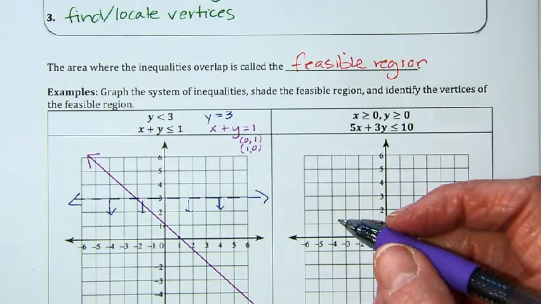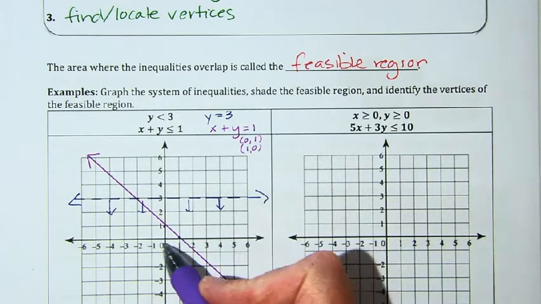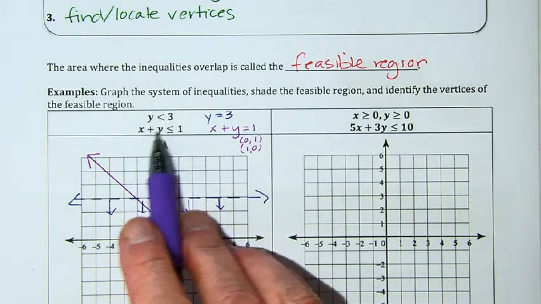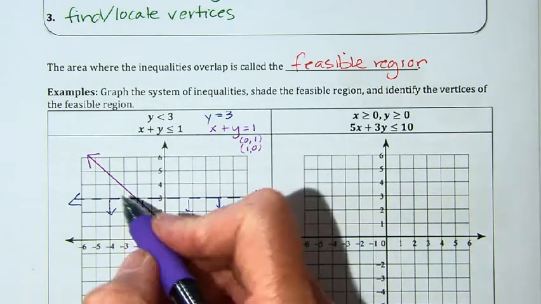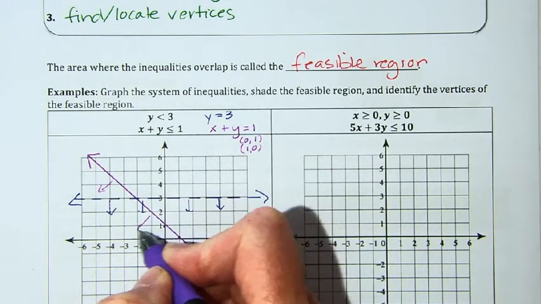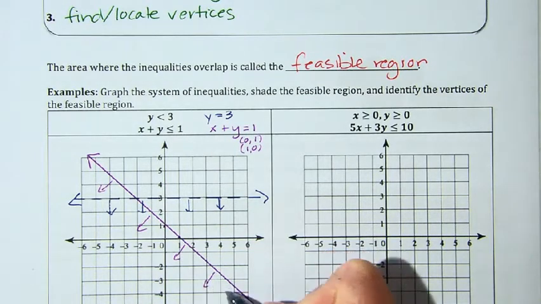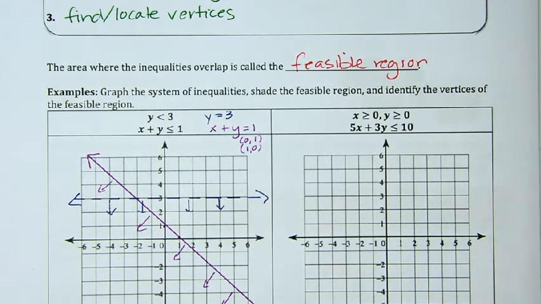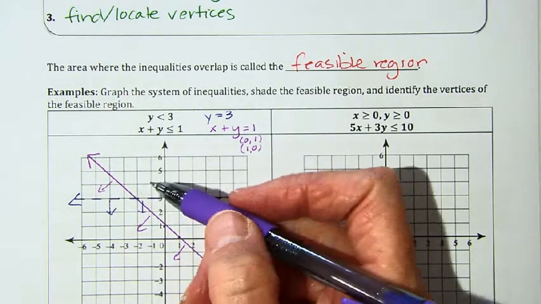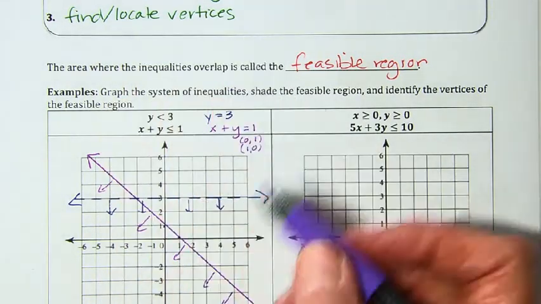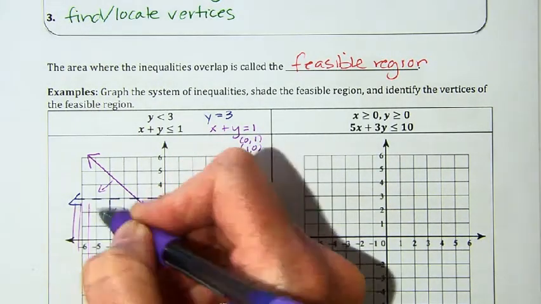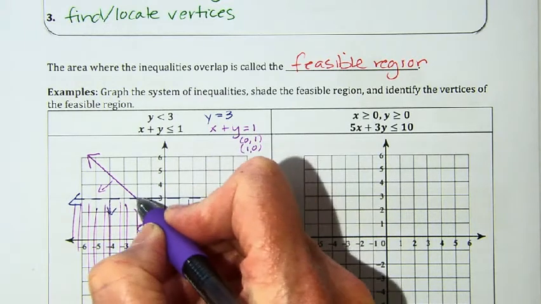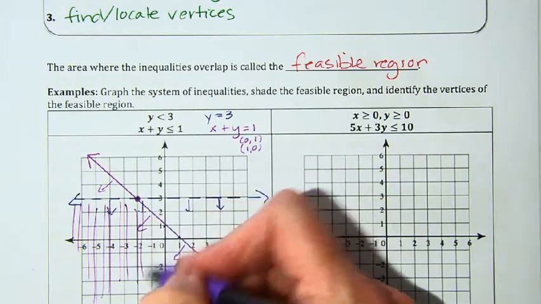Now, which half plane am I going to shade? Well, if I plugged in the point 0, 0 here, 0 plus 0 is 0. Is 0 less than or equal to 1? The answer is yes. So that shading would go downward. Now, my final answer, and where I want to do the darken, the overlapping shading, is where these arrows overlap. So it looks like I'm going to have a vertex right there.